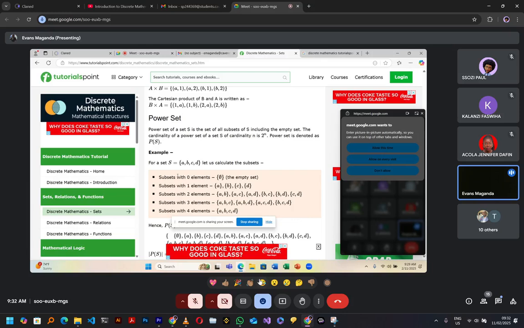Again, remember the principle of the unorderedness. Now here applies. Because here we are not looking at the pair, we are looking at the subset.